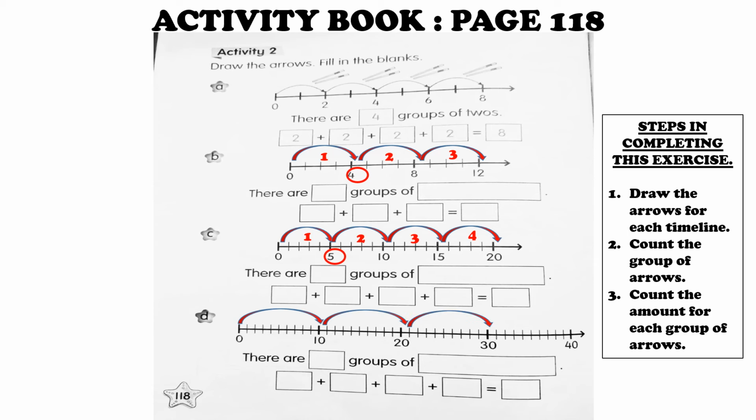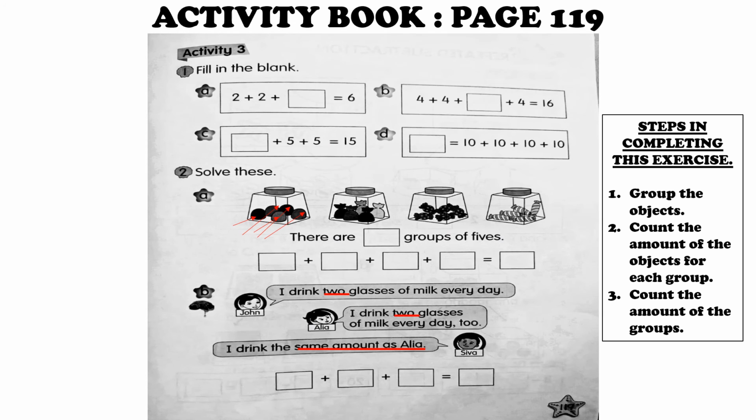Okay, question D, draw the arrows. Now count the arrows. 1, 2, 3, 4. Okay, so there are 4 groups of, okay, you discover by yourself. Okay, now let us turn to page 119. Activity 3. Fill in the blank. Okay. Question A. 2 plus 2 plus what? Equal to 6. Okay. So you write down the missing number. Question B. 4 plus 4 plus what? Plus 4 equal to 16. Write down the missing number.